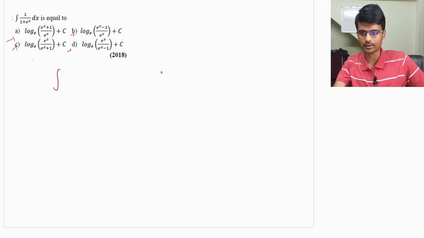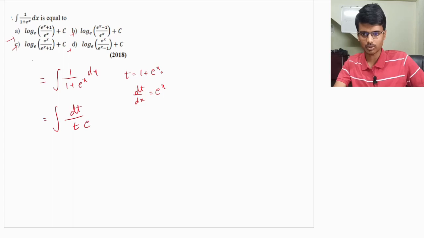Let me see. The integral of 1 by (1 plus e power x) dx. I can make a substitution t equal to 1 plus e power x. So what is dt by dx? It is e power x. So what is my dx? dt by e power x. But what is e power x from this? e power x is nothing but t minus 1. I'll make that substitution: 1 by t into (t minus 1) dt.